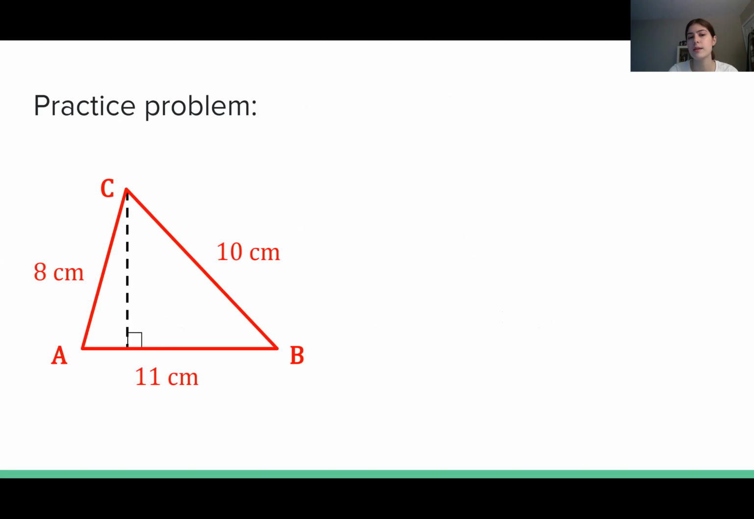Okay, so let's try an example of this. Let's say we're given this triangle right here. 8, 10, and 11 centimeters are each of the sides. So we're given side, side, side. Cool. That's how we know we're going to use Heron's formula. Well, what's the first thing to do? Solve for S. So S is equal to A plus B plus C divided by 2, right?